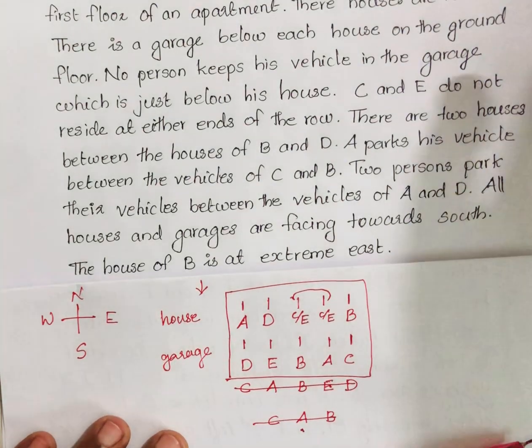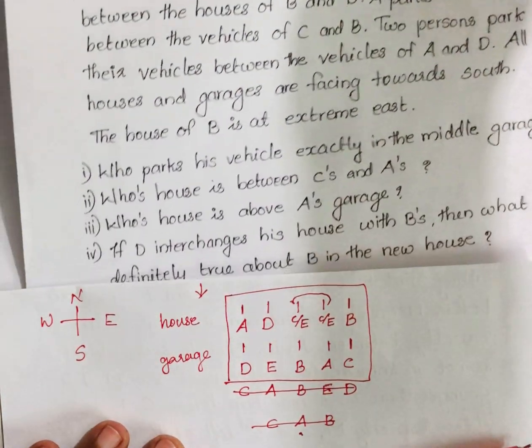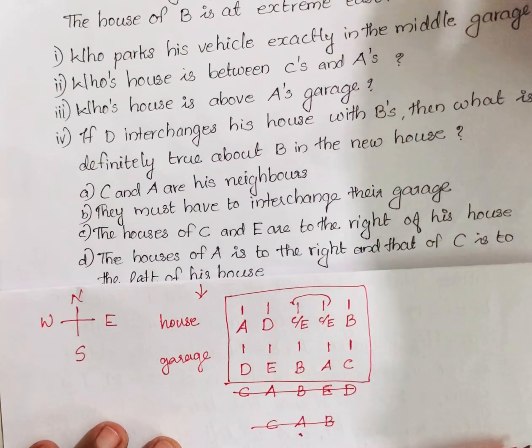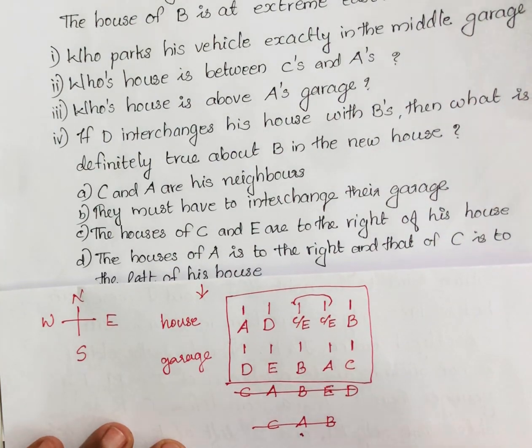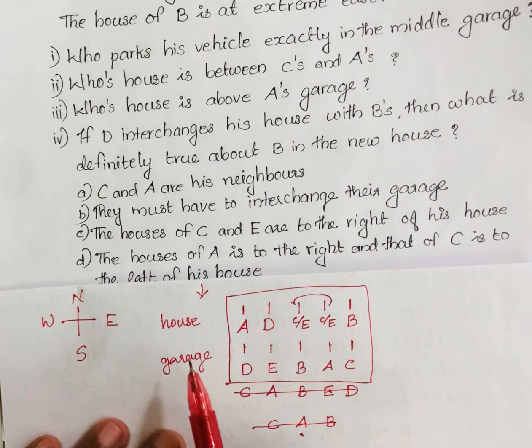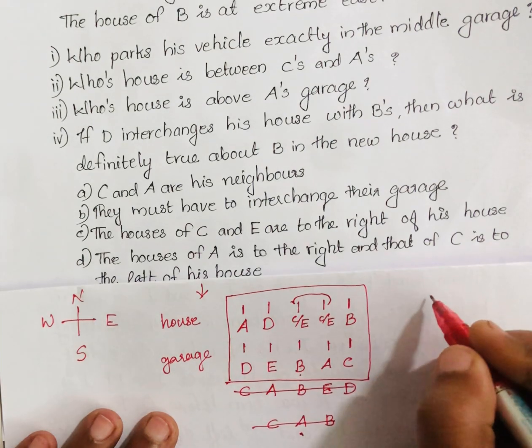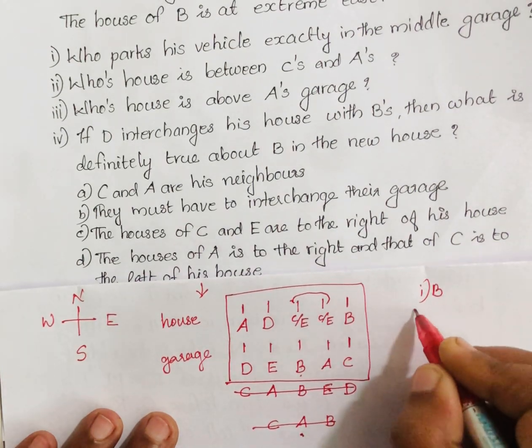Okay. So we can go for the questions. Who parks his vehicle exactly in the middle garage? Middle garage is B. So first answer is B.